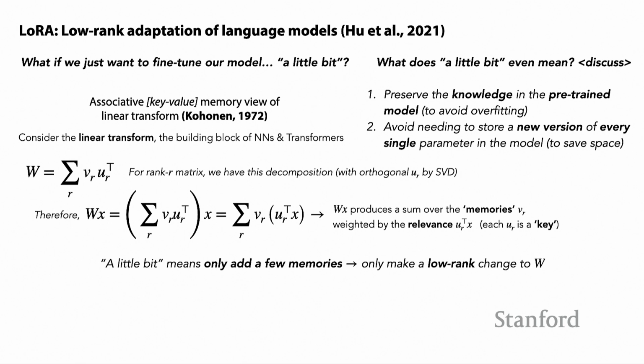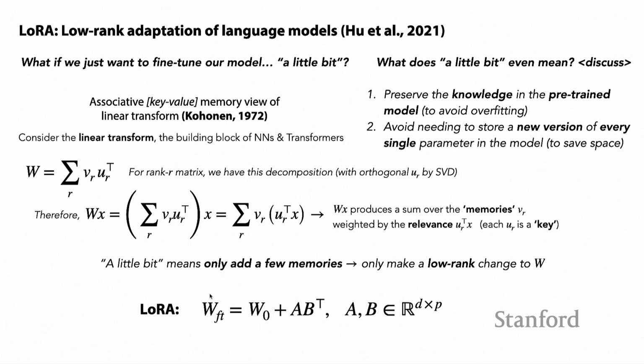But it's useful here because now we can go back to what it means to fine-tune "a little bit", and we can say, well, if a little bit means we only want to add a couple of memories, that means we ultimately just want to make a low-rank change to W. And that's convenient because a low-rank matrix can be stored much more effectively than a full-rank matrix. So we've addressed both things here. We're going to preserve most of the knowledge because the new matrix is only going to differ from the original matrix by some low-rank change, and we can store this change very efficiently because a low-rank matrix is not a lot of parameters. And it's exactly what LoRA does.